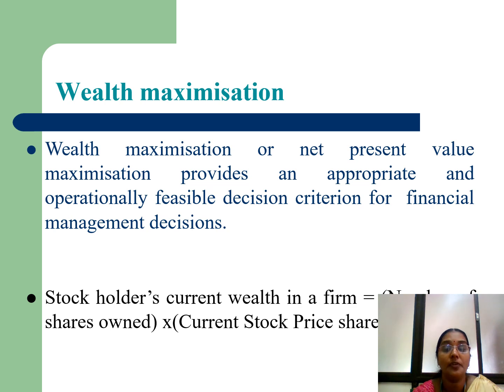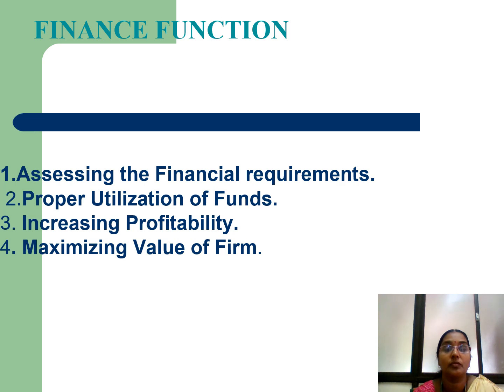The current wealth of the firm is computed using the following formula: the shares owned in that company and the current stock price of the shares. Finance functions. In these finance functions, they list out four points here: assessing the financial requirements, that is measuring the financial requirements, and the second one is proper utilization of funds. The management concept easily says maximum utilization of resources. Allocation of resources, maximum utilization.